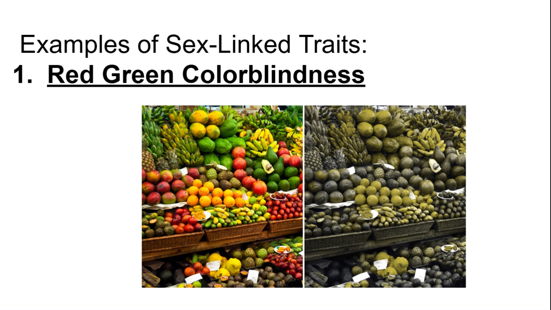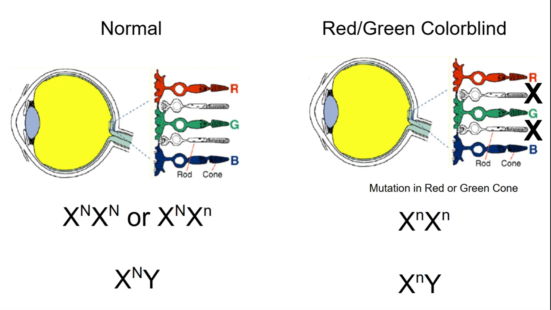So examples of sex-linked traits. I'll show you where we'll write these in a second. But red-green color blindness. This is probably one of the most common. They can't distinguish between red and green. So this is what it would look like if they go to the grocery store.